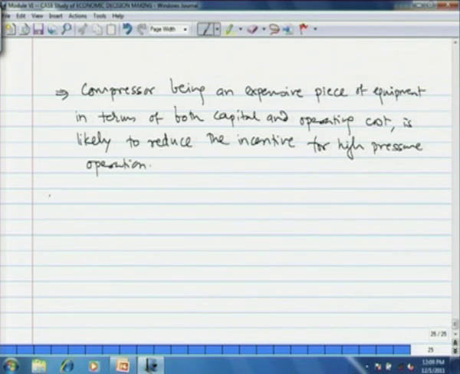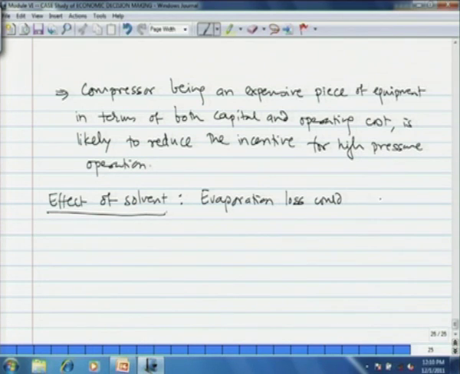Let us see once again the effect of solvent. If we use MIBK instead of water, we are likely to require much lower quantities of MIBK. However, the evaporation loss itself will be so high that it will kill the economy. So, that point we need to note, evaporation loss could kill the economy of the process.